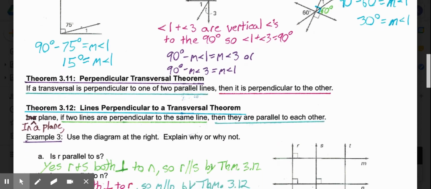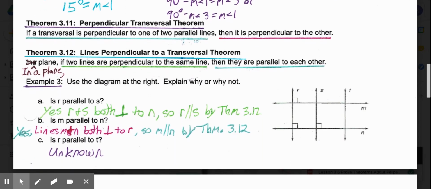Now we're going to explore the next two theorems about perpendicular lines. Theorem 3.11, the perpendicular transversal theorem, says if a transversal is perpendicular to one of two parallel lines, then it is perpendicular to the other. So if a single transversal is perpendicular to one of two parallel lines, then it is perpendicular to the other.